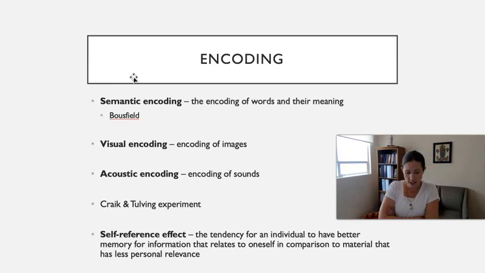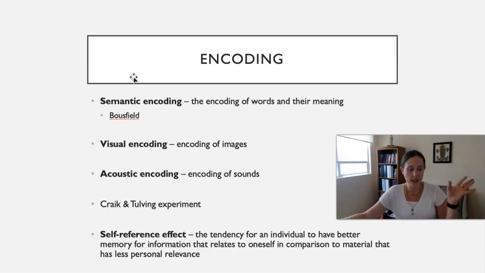So specifically, what type of encoding gives the best memory of verbal information? If you were trying to remember something that somebody told to you, is it better to use visual, acoustic, or semantic encoding? Actually, before you answer this, let me give you an idea of what that would entail so it's easier to remember. This is what the Craik and Tulving experiment was.